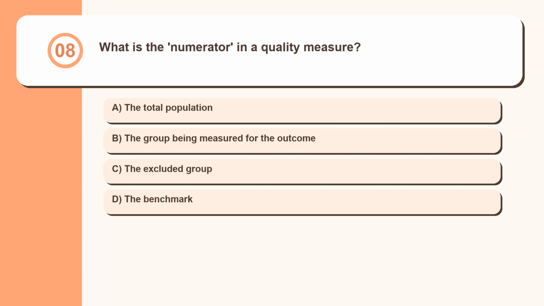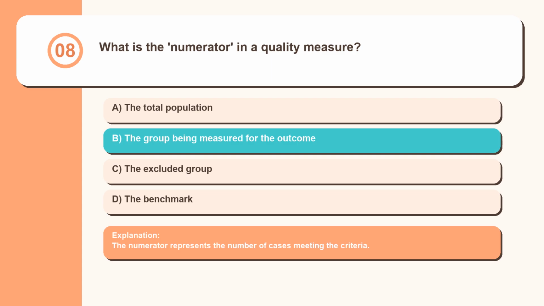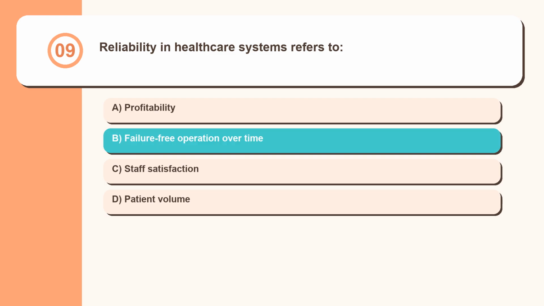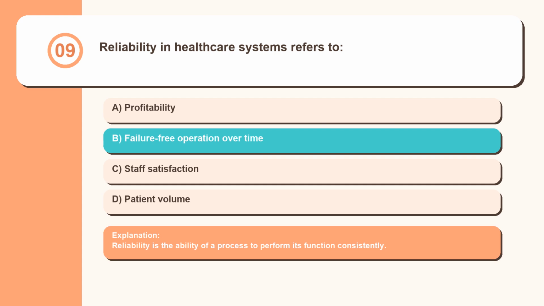Question 8. What is the numerator in a quality measure? The total population, the group being measured for the outcome, the excluded group, the benchmark. The numerator represents the number of cases meeting the criteria. Question 9. Reliability in healthcare systems refers to profitability, failure-free operation over time, staff satisfaction, patient volume. Reliability is the ability of a process to perform its function consistently.